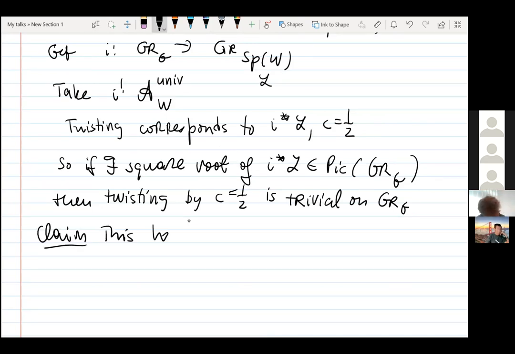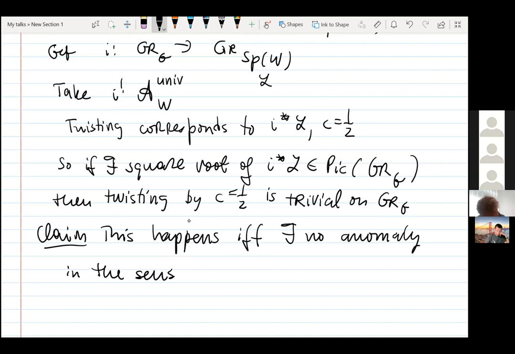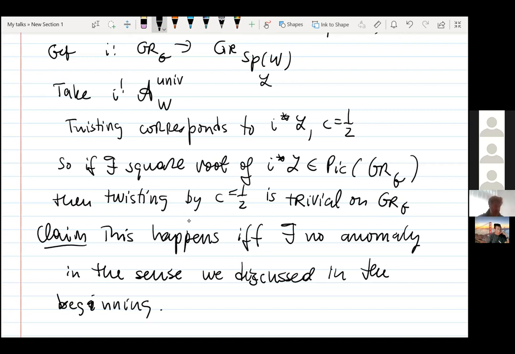this happens if and only if there's no anomaly in the sense we discussed in the beginning. So somehow this is just one universal twisted object on the affine Grassmannian of the symplectic group, which you can then pull back to the affine Grassmannian of the other group and potentially get still a twisted object. But if you have this Z2 anomaly cancellation, then it's actually an untwisted object and then everything works. But somehow this twisted object is well defined always.